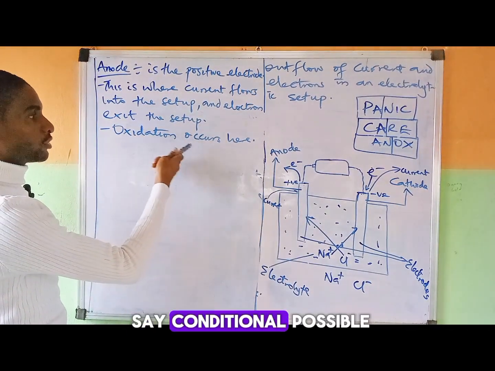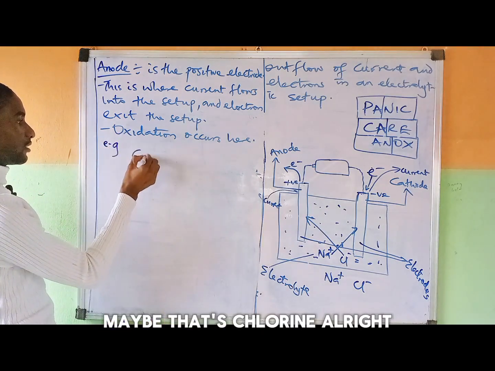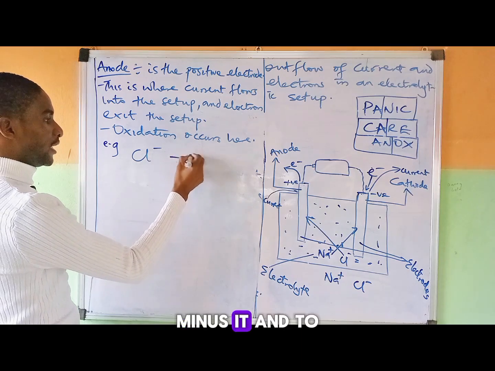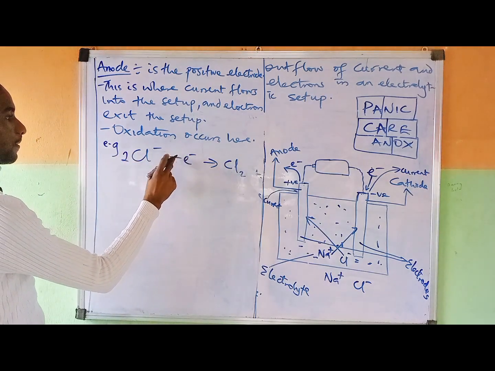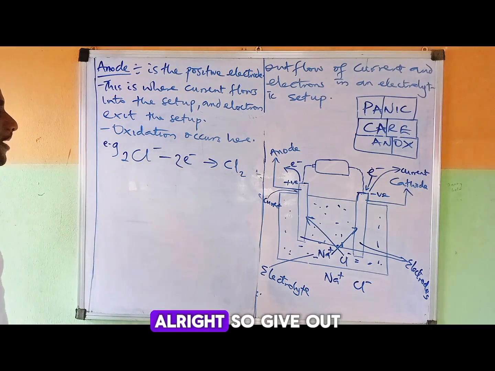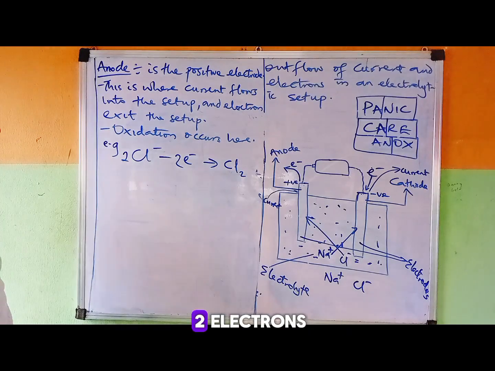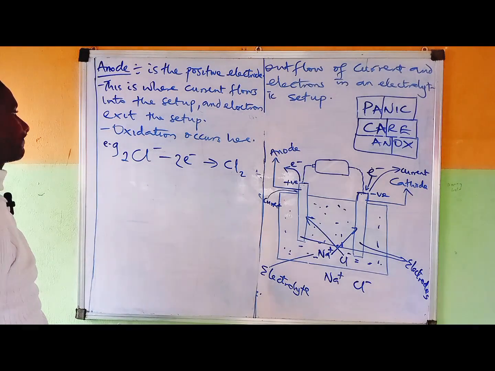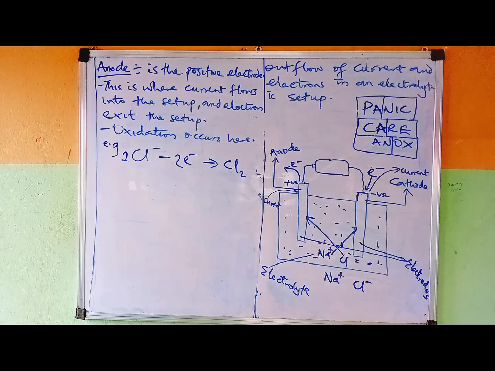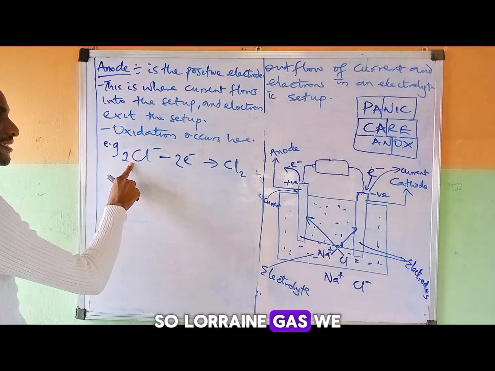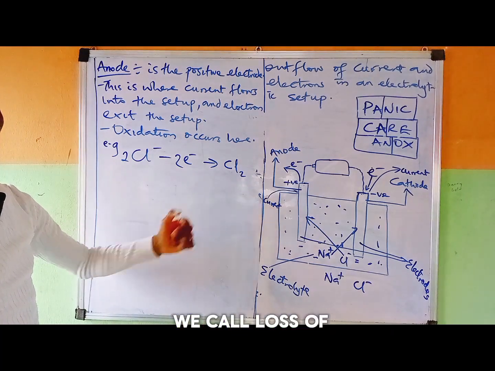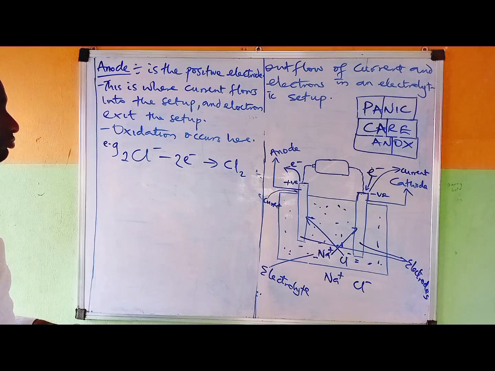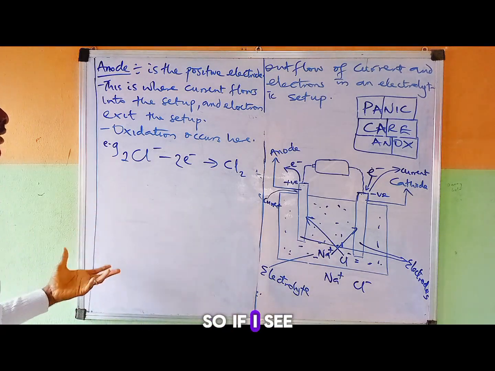So when we say oxidation occurs here, it means chlorine minus an electron, we lose an electron to give you green gas, giving out 2 electrons. So chlorine gas, we lose electron at the anode, and that is what we call loss of electron. That is oxidation. So how is the oxidation?